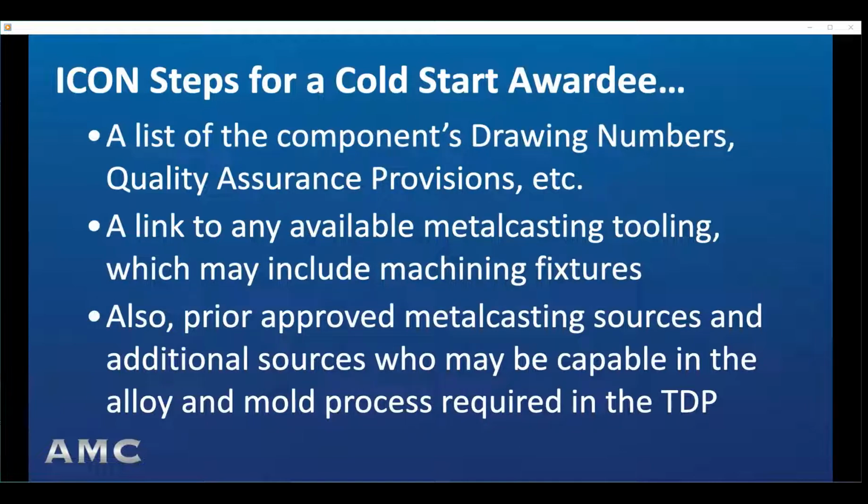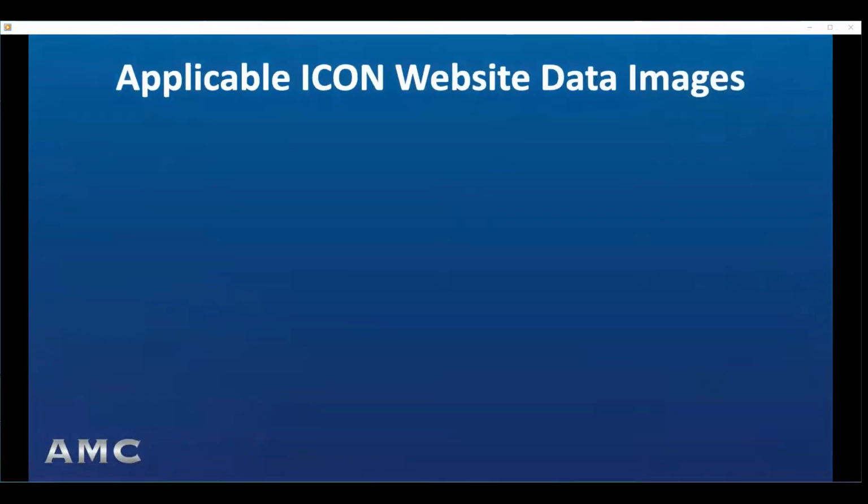Once the award has been made, a new awardee cannot directly download drawings via C folders, but knowing the numbers enables C folder downloads from DLA's Internet Bid Board System, DIBS. Available to a new awardee registrant is a link to available metal casting tooling and perhaps machining fixtures. Also, prior approved metal casting sources and additional sources who may be capable in the alloy and process required by the component. Here are a couple image grabs from the ICON screens illustrating those capabilities and benefits.